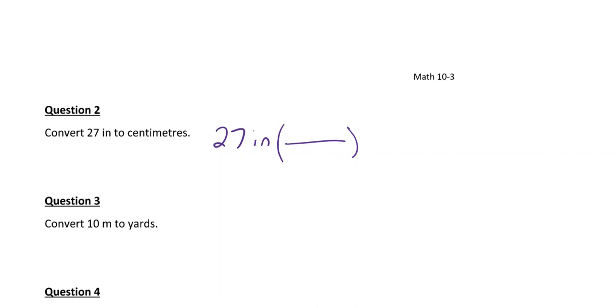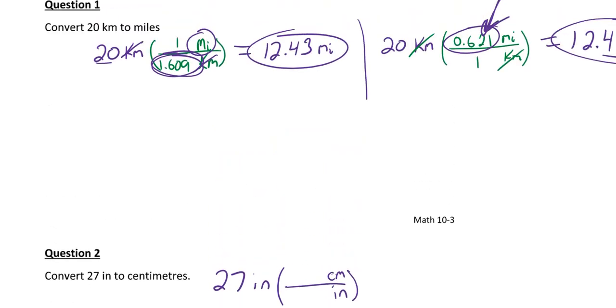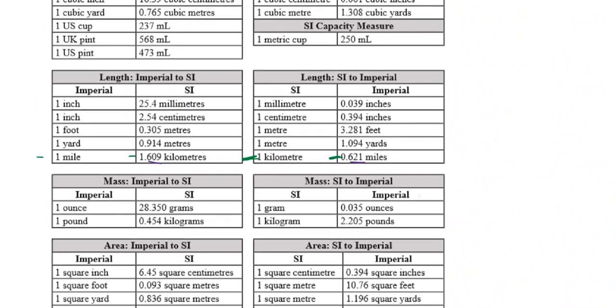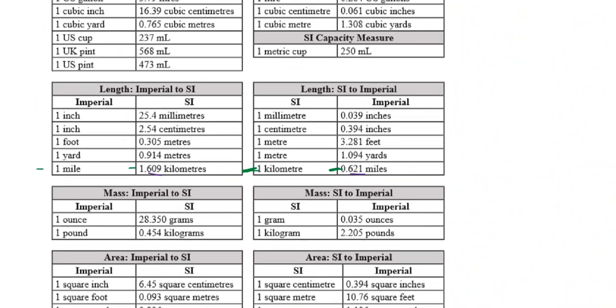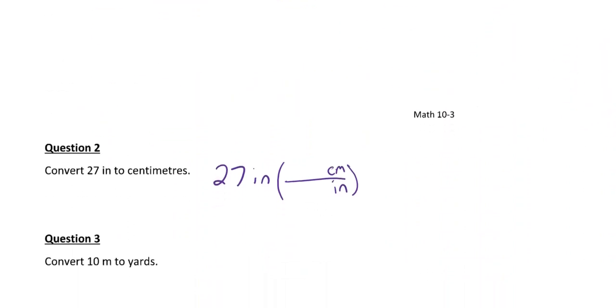So let's do this one. Am I going to put inches in the top or in the bottom? Bottom, right? Because we're going to cancel inches. And I'm going to put centimeters, so cm in the top. And now I just got to find the conversion for that. So how many inches are in a centimeter? Or centimeters in an inch, it doesn't matter. So I'll do inches in the centimeter. So 1 inch is 2.54 centimeters.